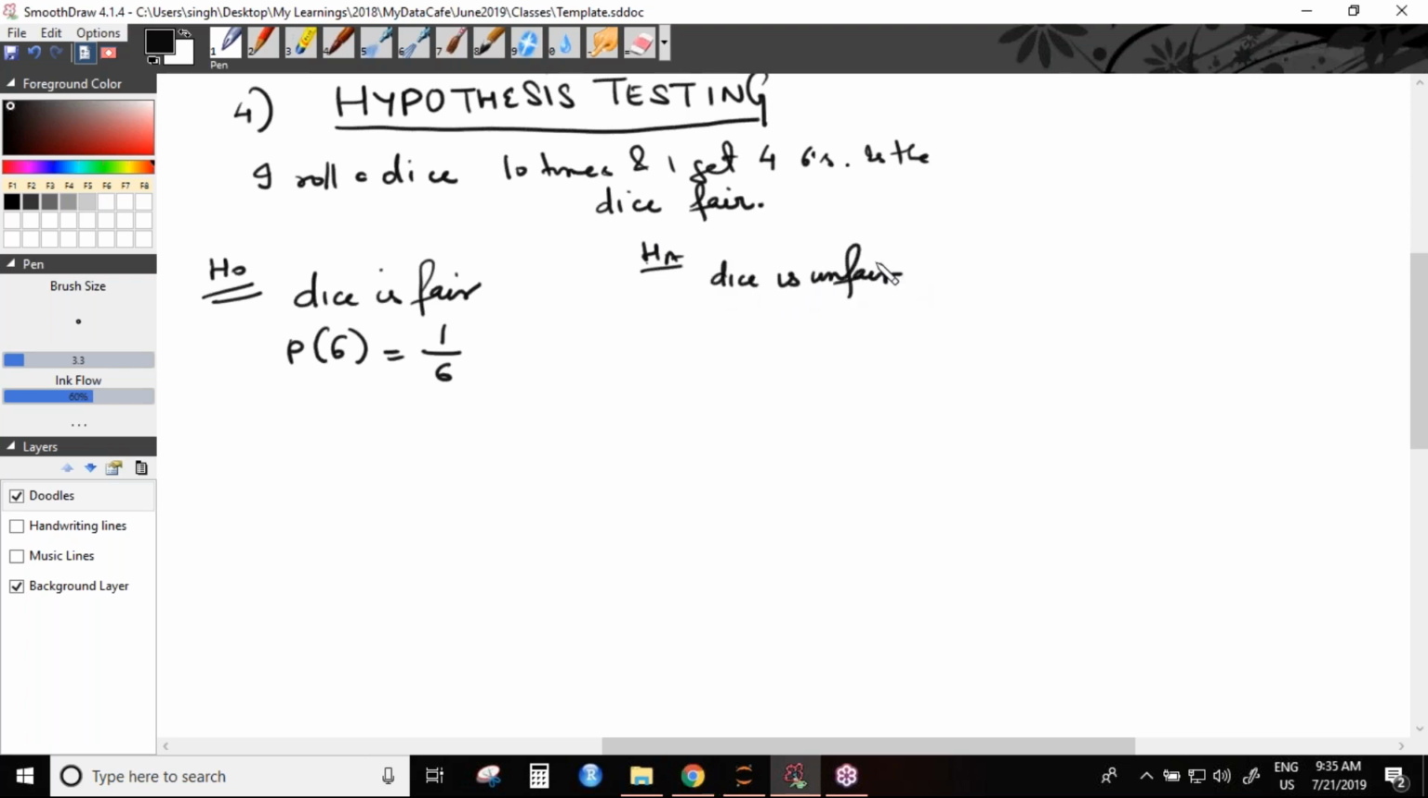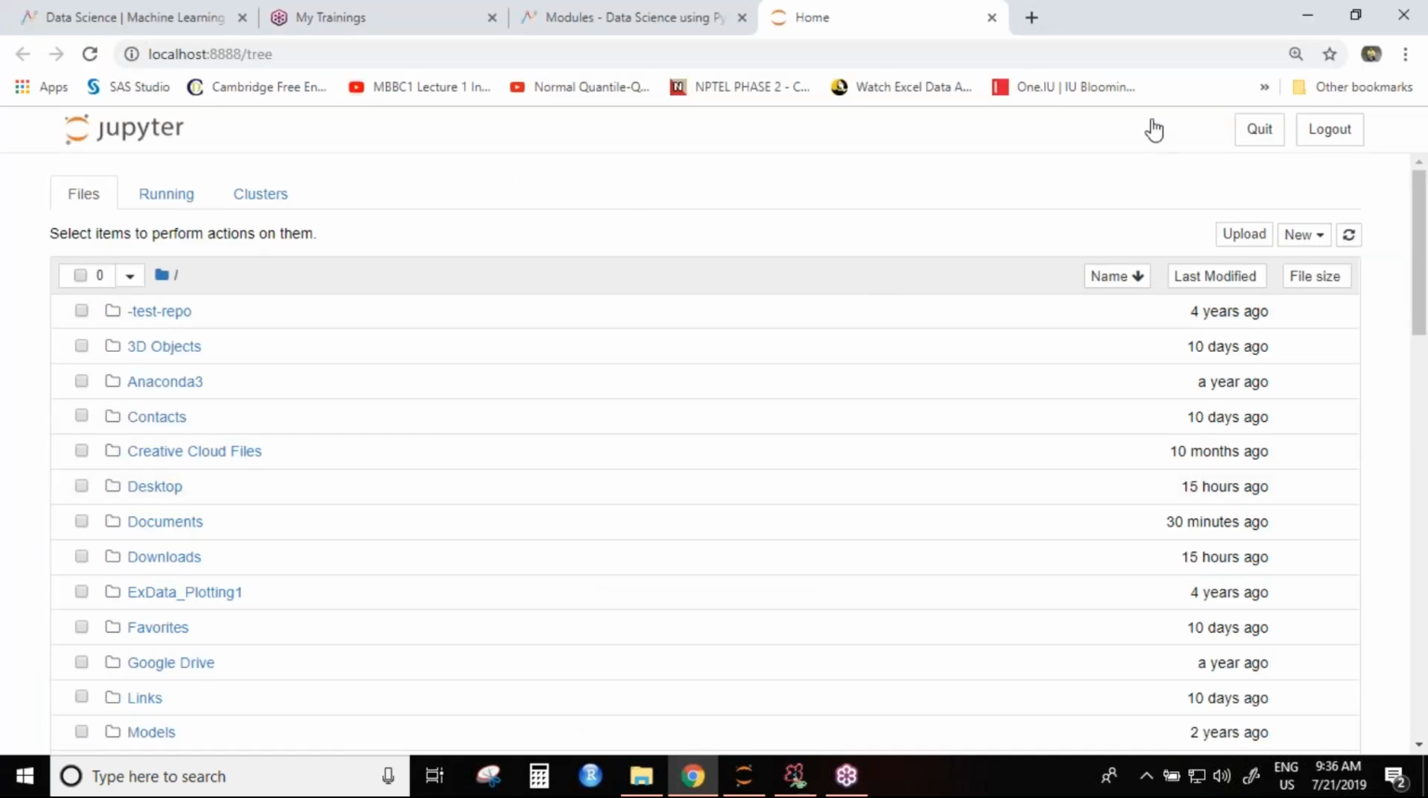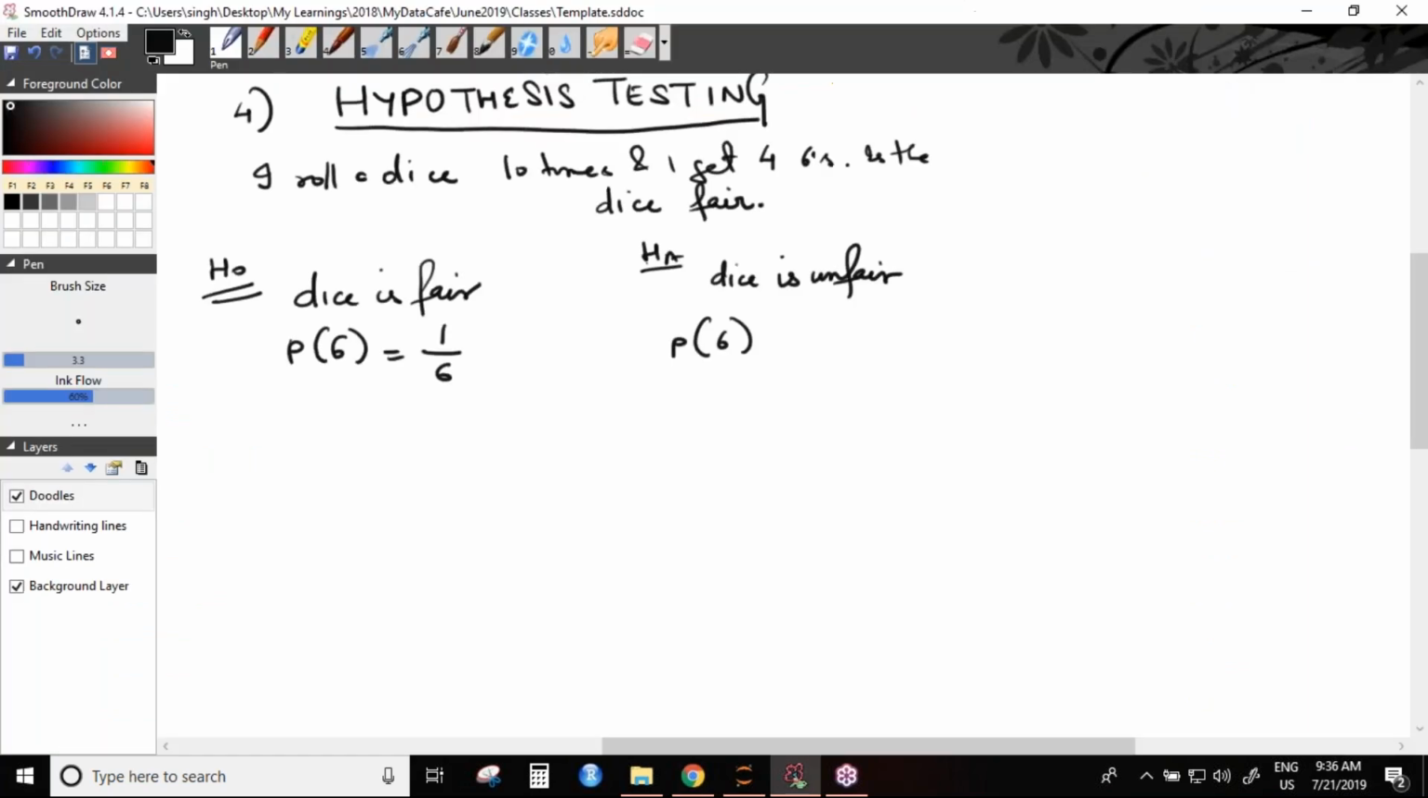Which means the probability of getting a 6 is, should I write greater than 1 by 6 or lesser than 1 by 6? What should I write? Tell me, guys. You're getting 4 sixes when you roll it 10 times. Is that higher than usual or lesser than usual? It is higher than usual, right?